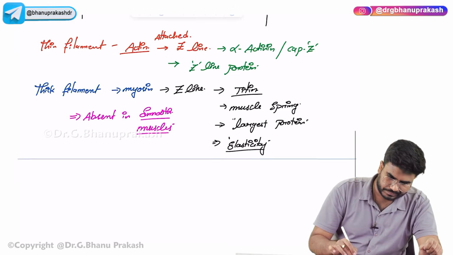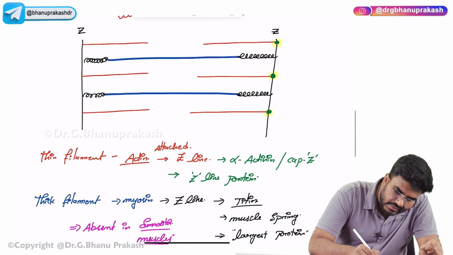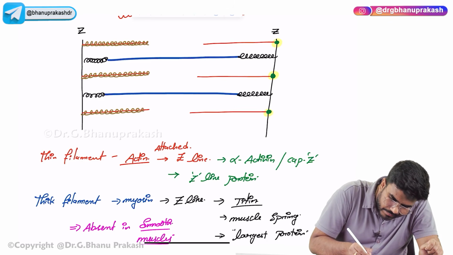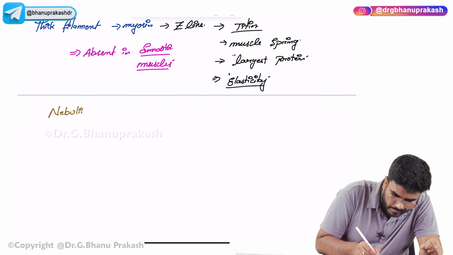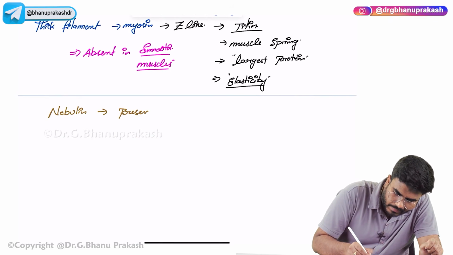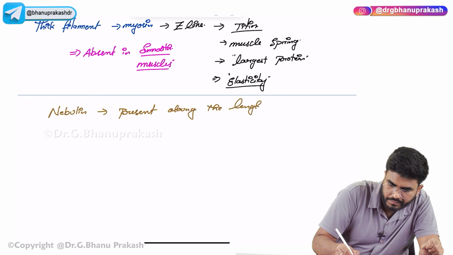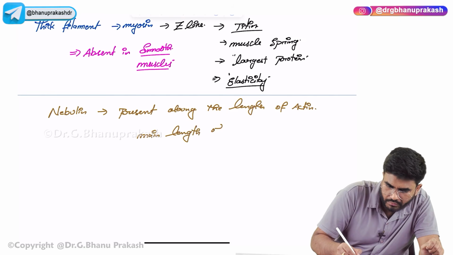Next, there is one more filament. Look here carefully. This filament is present along the length of the actin, like this. What is the name of this filament? This is called nebulin. Nebulin is present along the length of actin. It maintains the length of actin filaments.